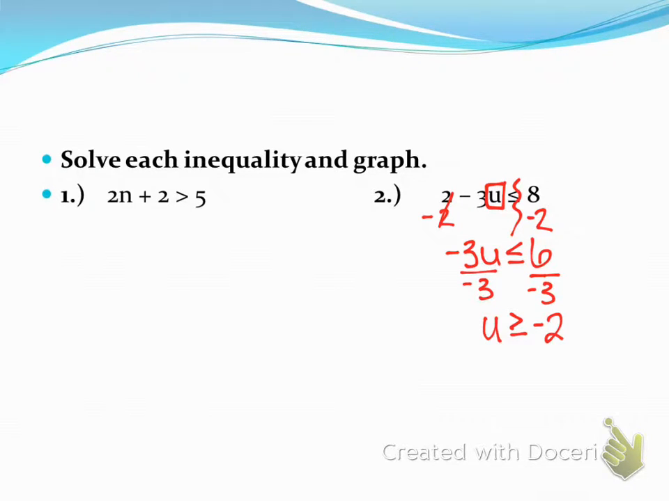Alright, the only thing we have left to do now is graph it. Hopefully the graphing part is the easy part. Hopefully, once we get this far, we just know what we're doing. 0, negative 1, negative 2 on my number line.